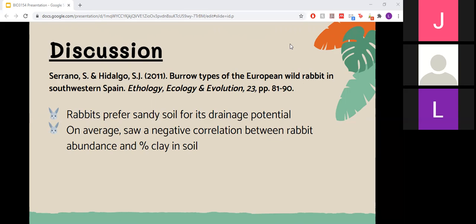And in our results, we saw a negative correlation between rabbit abundance and percent clay in soil, indicating that with a higher percentage of clay in soil, there's less drainage potential, and that there could be an increase in young rabbit deaths.